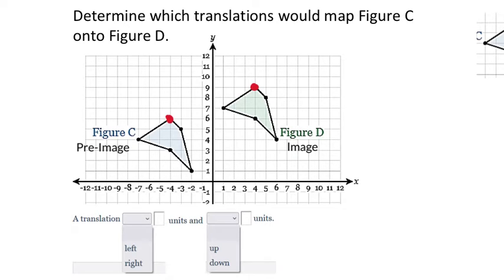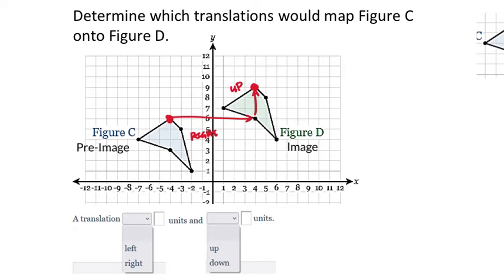All right, well, let's see how this is going to work, and it works the same way that slope would. So I'd say, I can see I'm going to go to the right here, and then from there I'd have to go up. So I'm moving to the right, and then I'm going to go up. Now that I know the direction, I just got to figure out how far.